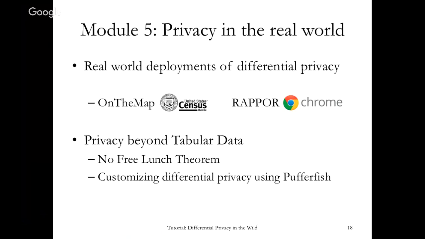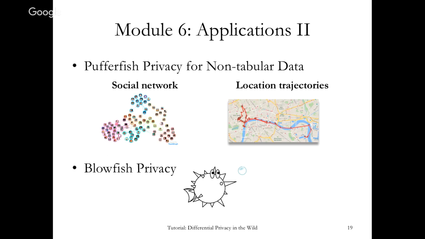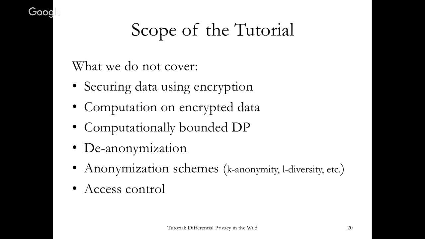And then we'll talk about privacy in the real world. I'll talk to you about a couple of real-world deployments of differential privacy, the challenges that are faced in deploying differential privacy, and privacy beyond just thinking about it as tabular data. And finally, we'll look at two applications of differential privacy to non-tabular data, which is graphs and social networks, and continuously streaming data. Okay? All right.